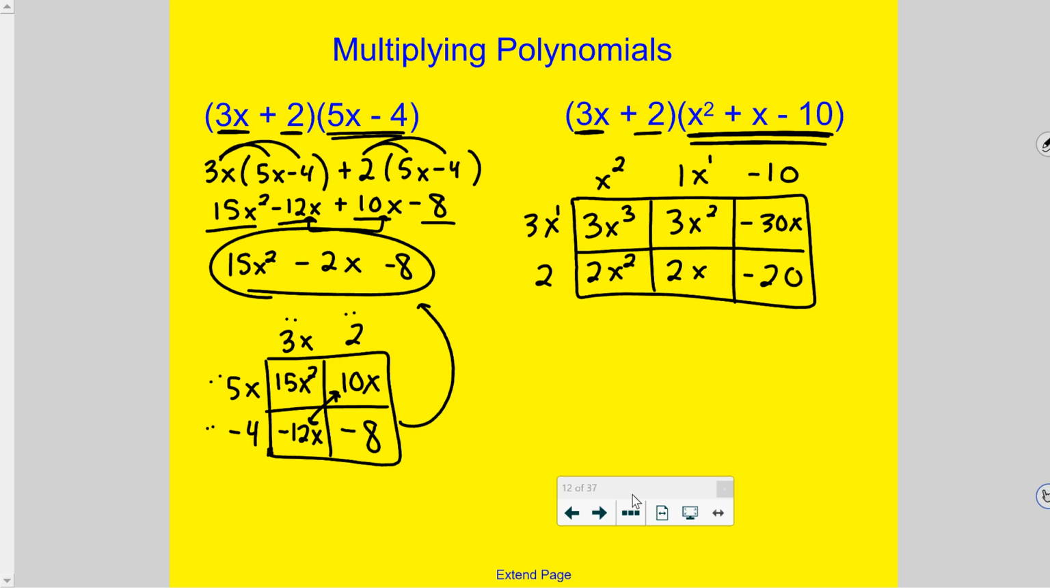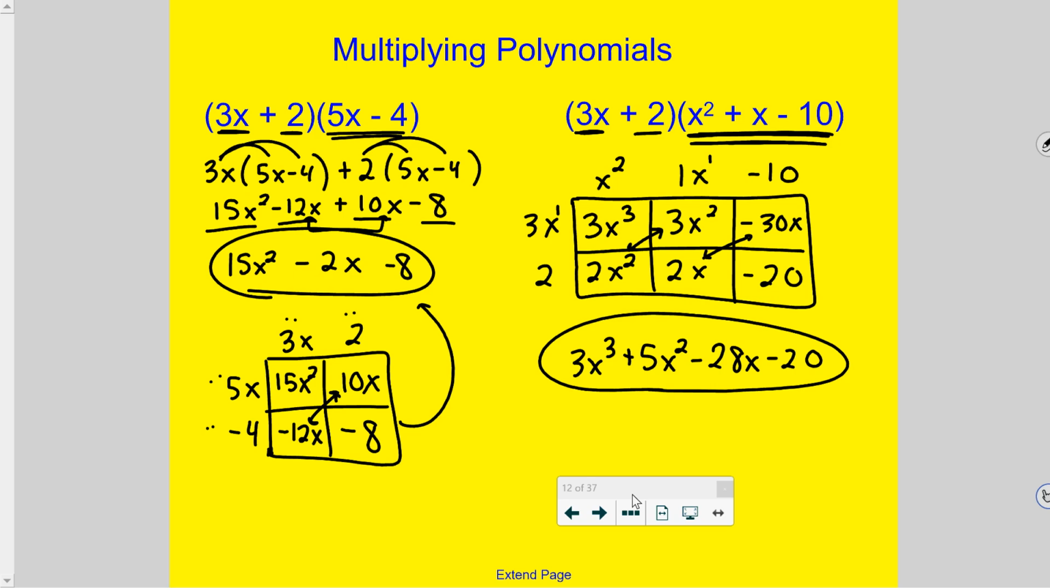Now we need to combine everything we can. These are both squareds. These are both x's. There is a 3x to the third. Adding the x squared terms, we've got 2 and 3. That'll get me to 5. And adding the 2x terms will be at negative 28x, because 2 subtracting 30. And then that minus 20 is left over there. There's our standard form final answer. Same thing you would have come to if you did it by the extended distributive property.